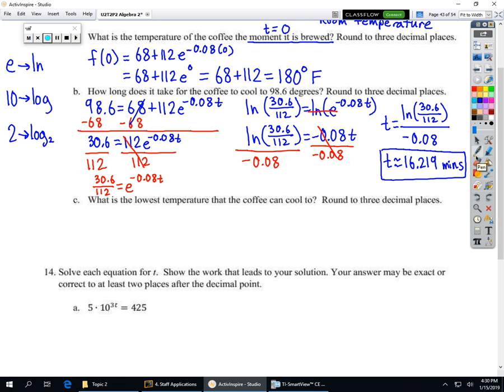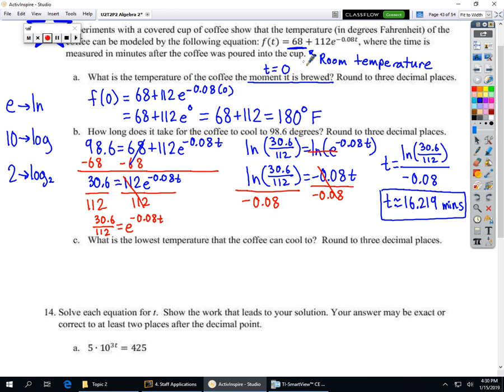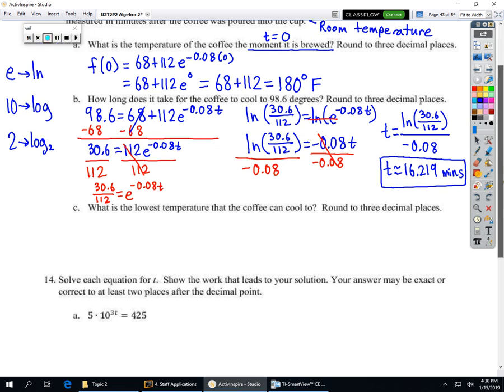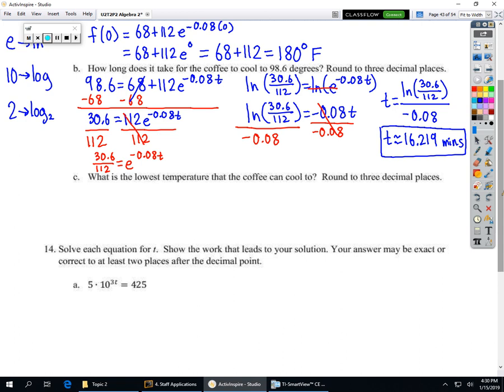For C, what is the lowest temperature the coffee can cool to? You could plug in really, really big numbers and see, let's make this coffee cool for 3 years and figure out how long it will be. You don't need to worry about that. We determined that 68 is the room temperature. If 68 is the room temperature, then you can't get any lower than the room temperature. So the lowest temperature that the coffee can cool to is 68 degrees. And this is because you can't get colder than the temperature of the room.